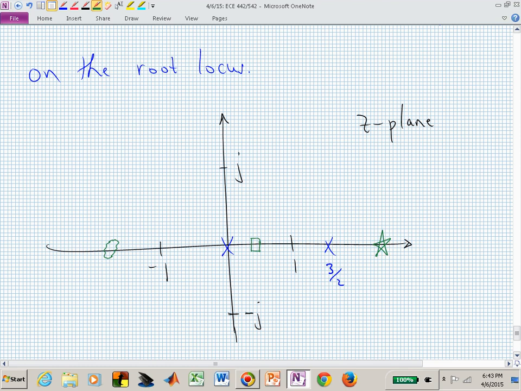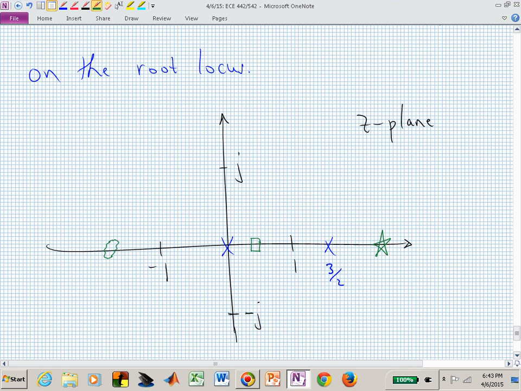If I ask you, what's the angle that I have to make to go from 3/2 to the star, what would you say? Do I have to look up or down? No, I'm looking straight across. What's that angle? 0. Everybody see that the angle from 3/2 to the star is 0? What's the angle from the origin to the star? That's also 0.